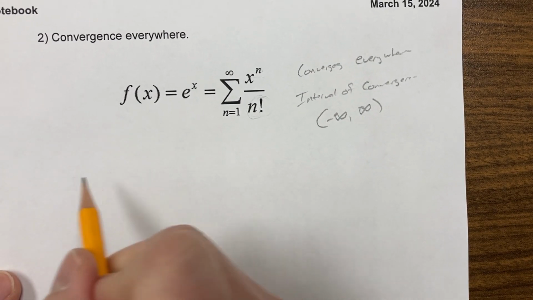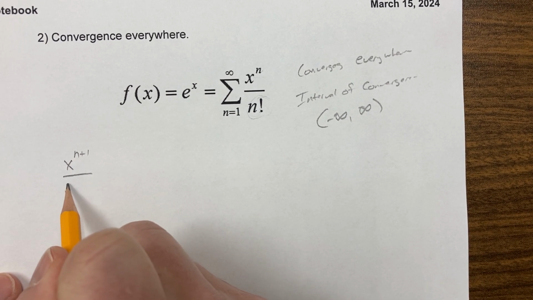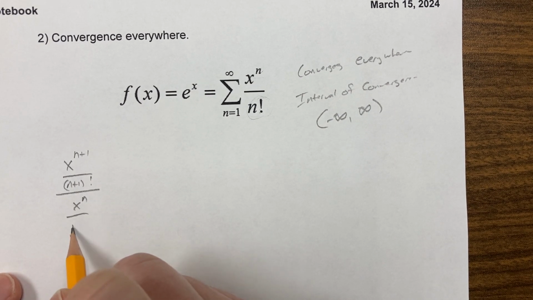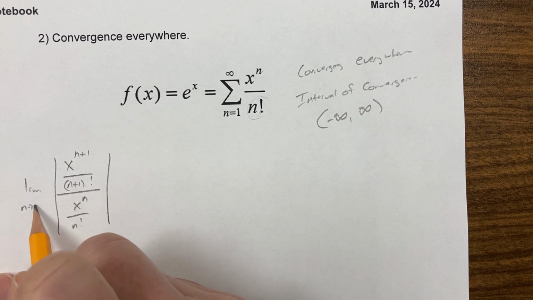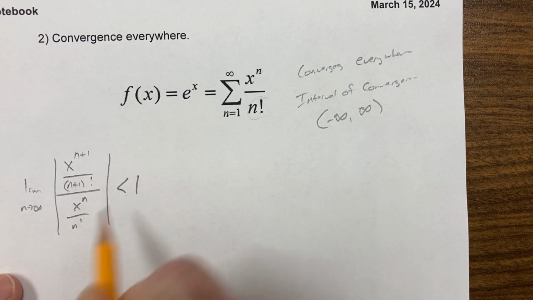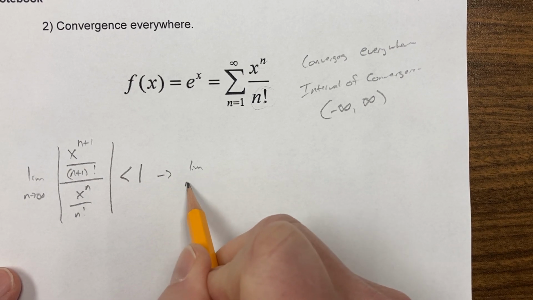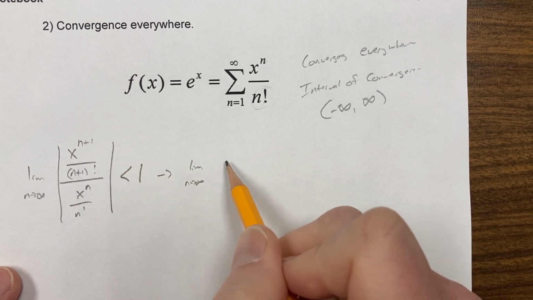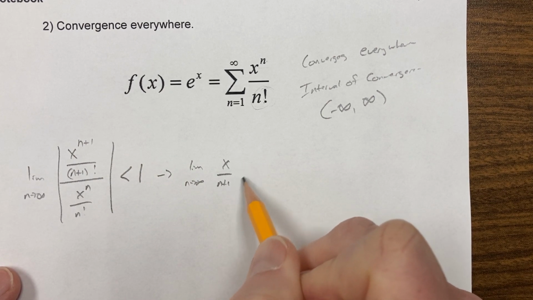And if we wanted to do a ratio test to prove that, we'd have (n plus 1) factorial divided by x to the n over n factorial. And we're taking the limit as n goes to infinity, and we want that to be less than 1. So this would be the limit as n goes to infinity of, and then if you flip and simplify, you're going to have x over n plus 1.